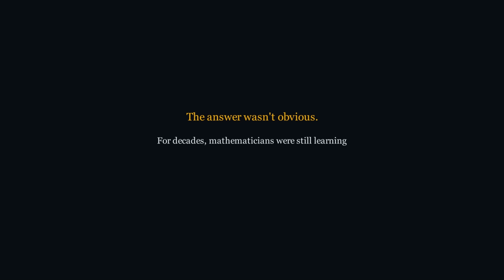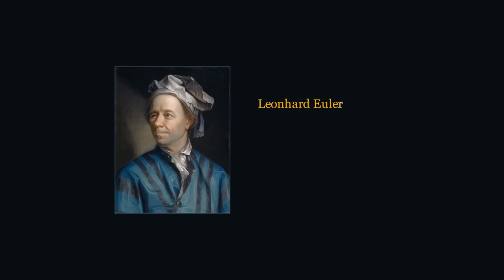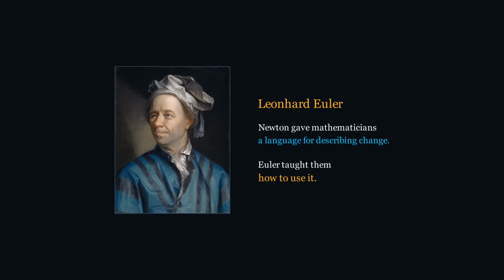In fact, for decades, mathematicians were still learning how to work with the new framework that Newton had created. One of the people who pushed that framework furthest was Leonhard Euler. If Newton gave mathematicians a language for describing change, Euler taught them how to use it. Newton had shown that the laws of nature could be written as differential equations, but writing down an equation and solving it are two very different things. The challenge was always the same. Given a rule describing how something changes, how do you recover the function itself?